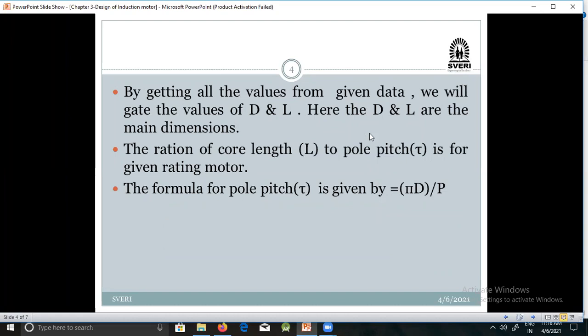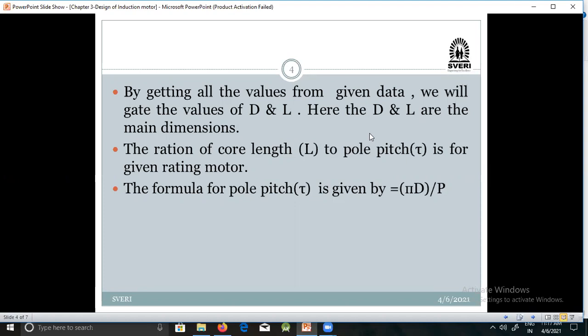But next what is given to us, which is very important, is that in the examination they will mention the ratio of L by tau, where tau is the pole pitch of that particular motor. You have studied the pole pitch in the second year electrical machine, second induction motor.